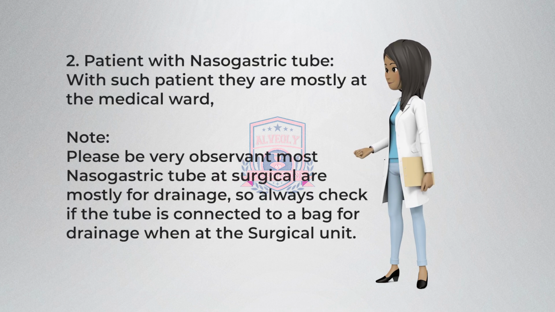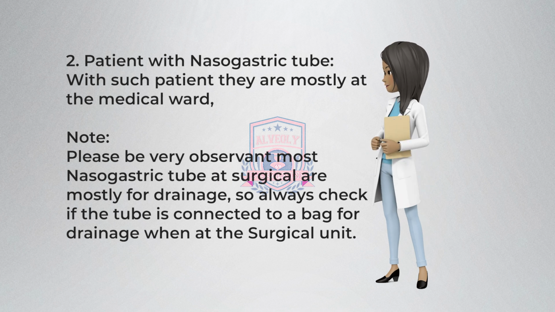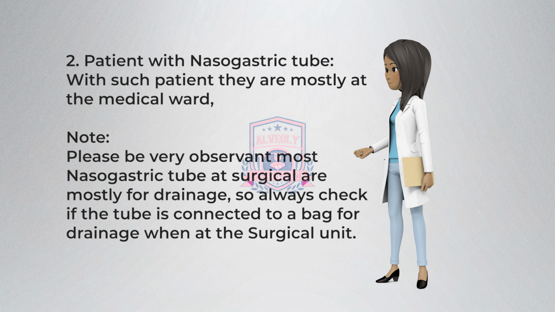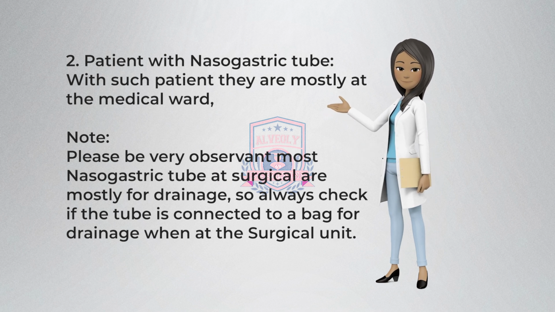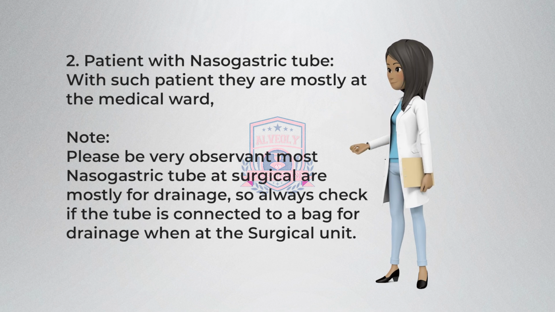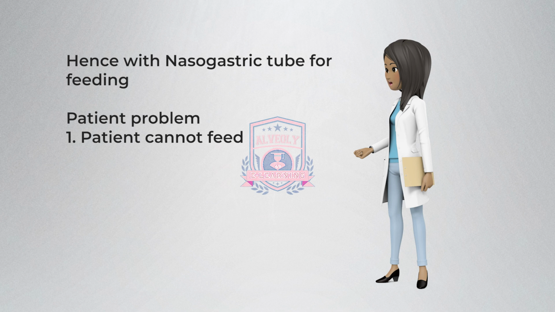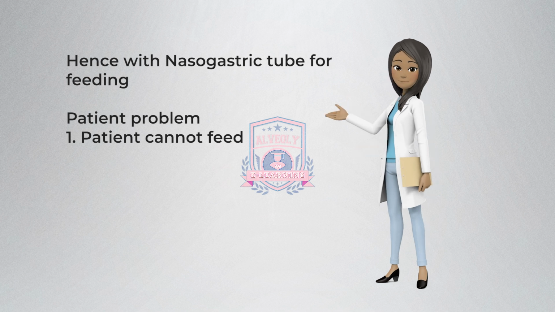2. Patient with nasogastric tube. With such patients, they are mostly at the medical ward. Note: please be very observant. Most nasogastric tubes at surgical are mostly for drainage. So always check if the tube is connected to a bag for drainage when at the surgical unit. Hence, with nasogastric tube for feeding.